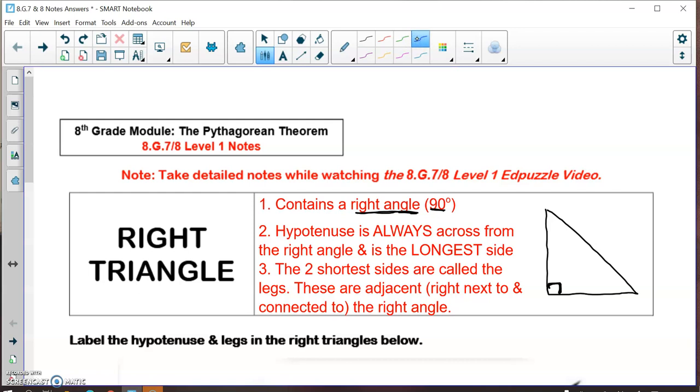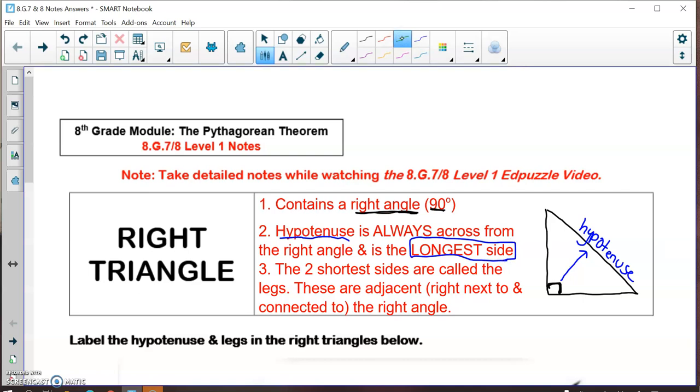Now, certain sides are called certain things. We will have something called the hypotenuse. The hypotenuse is always across from your right angle. So this side is the hypotenuse. And the hypotenuse, this is a very important part, is always the longest side of your right triangle.